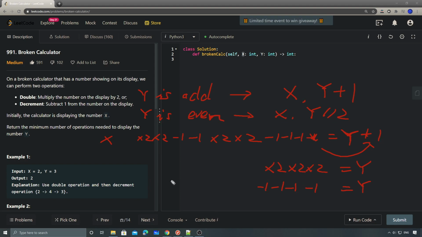Let's say in the end we have 8 ones in total, right? And before that we have like a double two here, right?